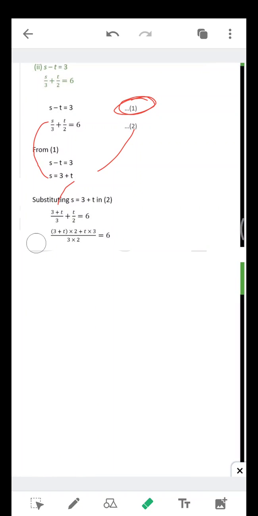We'll find the LCM of the denominators, that will be 6, and cross multiply it. You should cross multiply this one and this one. So 3 is 2 multiplied by 3 plus t and 3t multiplied here. Cross multiplying and simplifying it further, 3 times 2 is 6, and 2t plus 3t, and it goes on like this. 6 plus 5t by 6, this 6 cross multiplies here and it becomes 36.